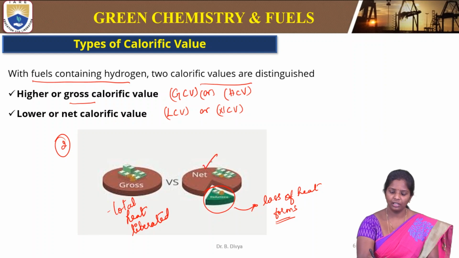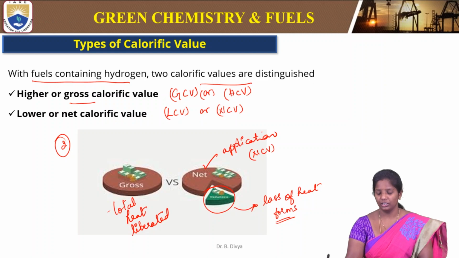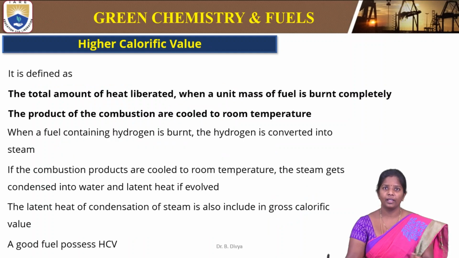So the actual heat that is used for the application is nothing but NCV, or net calorific value. That is how we differentiate these two calorific values, and they are used widely in calculating and distinguishing different fuels and their capacities.